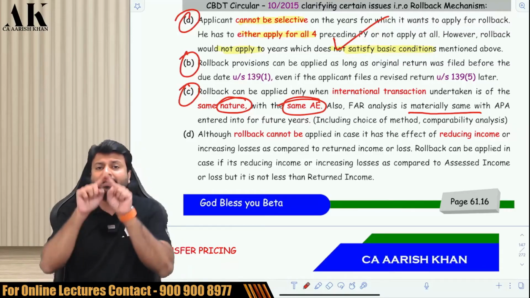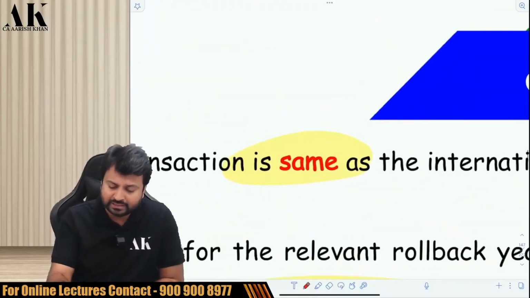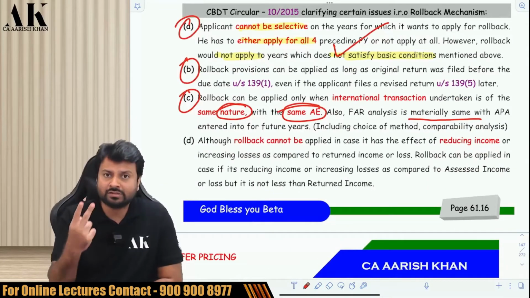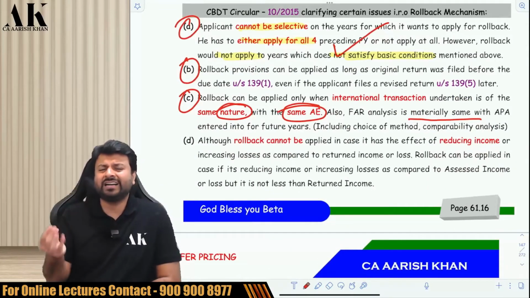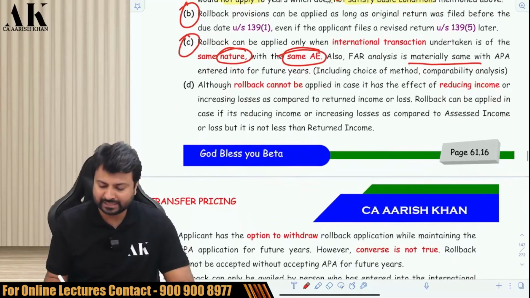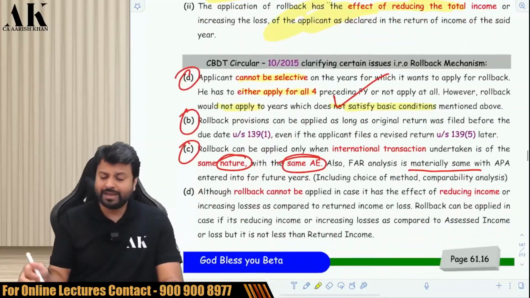So what do you mean by the term the transaction has to be same? Because it is written very clearly in condition number 1 over here that the transaction has to be same. What do I mean by that? It has to be of same nature with same associate enterprise, but the FAR analysis might not be 100% same, it might be materially same.